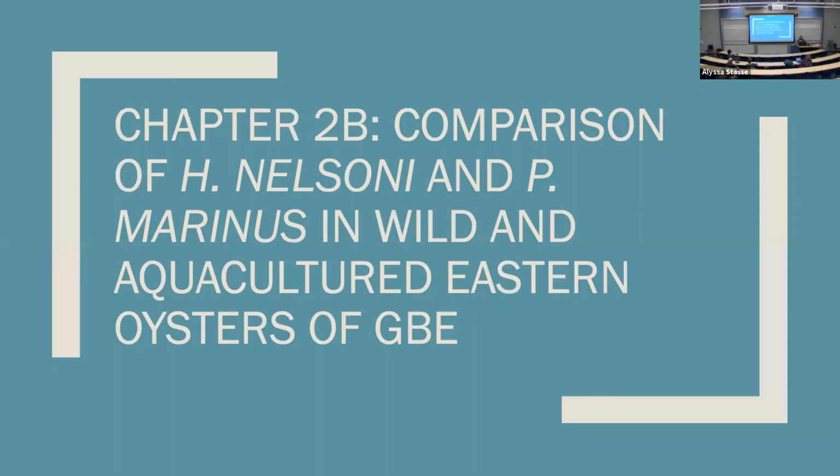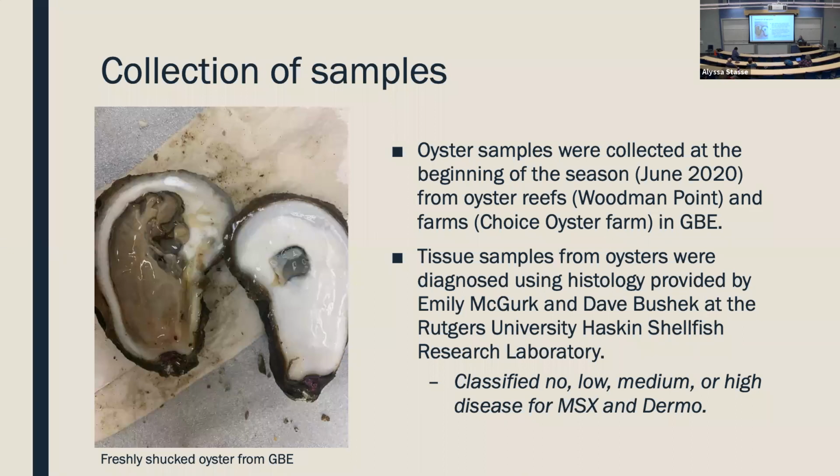So now I'm going to dive into looking at H. nelsoni and P. marinus in wild and aquacultured eastern oysters of Great Bay. Like I said, I had oysters that I got from Ray Grizzle and Kristen Ward, and they provided me with a sample of about 10 wild and aquacultured oysters. I just wanted to do a small pilot study because I wanted to see if there were any differences out there.